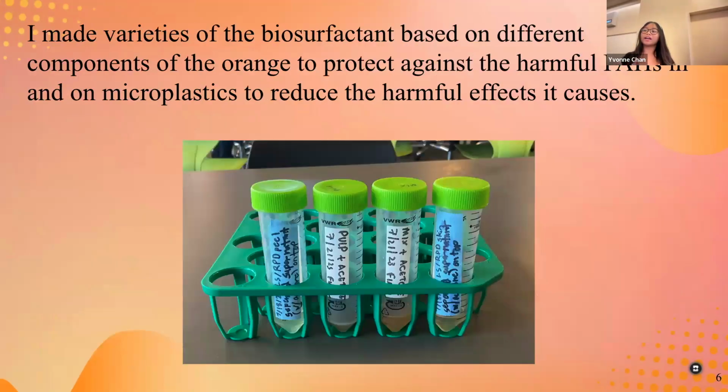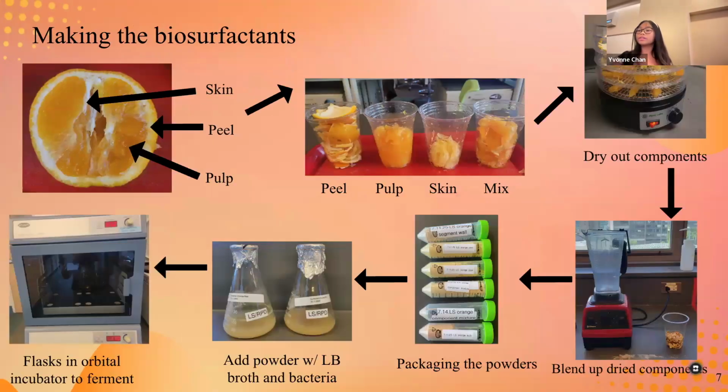With this biosurfactant, I utilized it as a protective measure against harmful effects caused by microplastics on human keratinocytes, or HaCaT cells. The reason why I chose these HaCaT cells is because keratinocytes make up about 95% of the surface of the skin, so these cells would most likely be the first ones to interact with the microplastics. I intend for the biosurfactant to degrade the PAHs that are potentially in or on the microplastics to reduce the cytotoxic effects it causes.